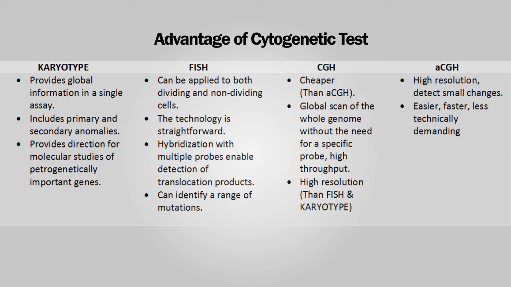CGH is cheaper than aCGH, provides a global scan of the whole genome without the need for specific probes, and has higher throughput and higher resolution than FISH and karyotyping. aCGH shows high resolution detection of small changes, and is easier, faster, and less technically demanding.